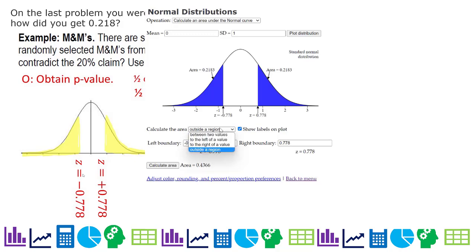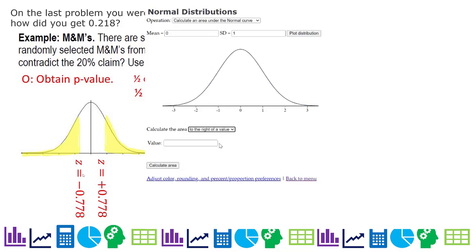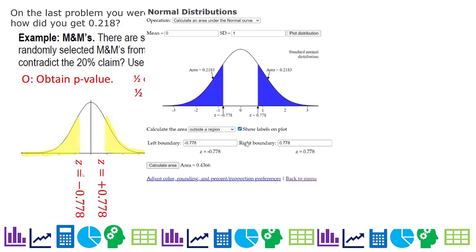So how do we do it on the calculator? We usually say to the right of the value. So let's say I do that 0.778. And you can see there is part of it, but that's only the greater than value. We're actually interested in both the greater than and the less than values. And because of symmetry, both of these are going to be the same. We just double it. And that's it for your reflection.